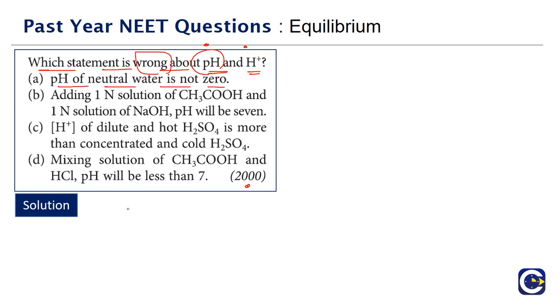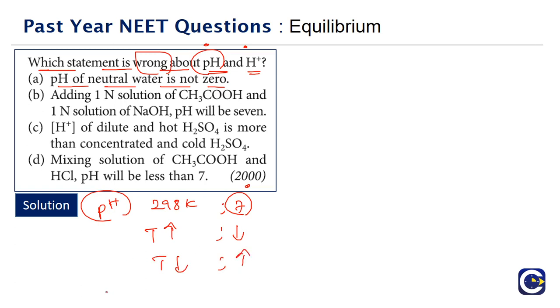This is correct, because the pH of neutral water, if you take it at, say, 298 Kelvin, what is the pH value going to be? It will be 7. And if we increase the temperature, the pH of neutral water will be decreasing. If you decrease the temperature, the pH of neutral water will be increasing.